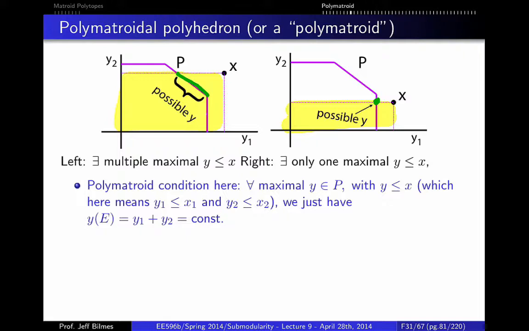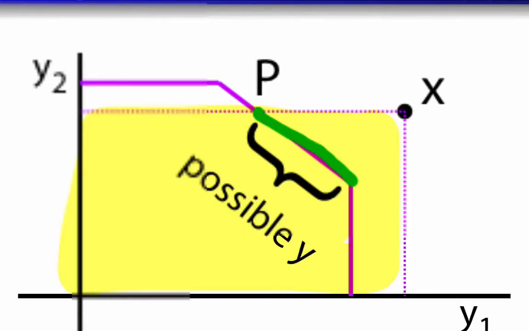Now, for it to be a polymatroid, the polymatroid condition means that, let's take the left-hand side as an example. So all of the vectors corresponding to this green bit, let's just zoom in, all have to have the same component sum. So what must that mean? So y1 plus y2, if y1 and y2 are the coordinates, basically all of those things have to sum to the same constant, which means that that line has to be, what does it say about that line?